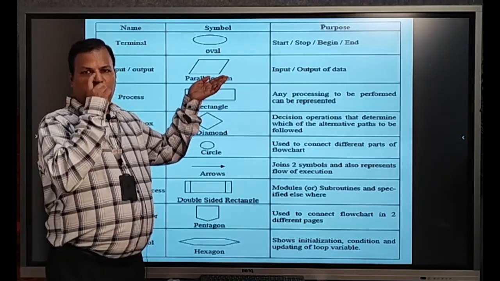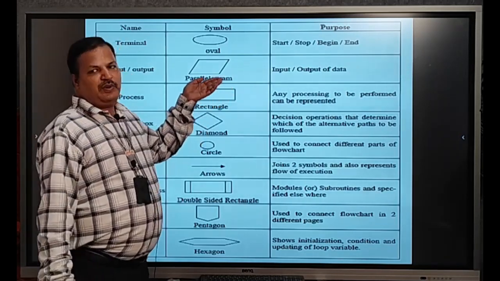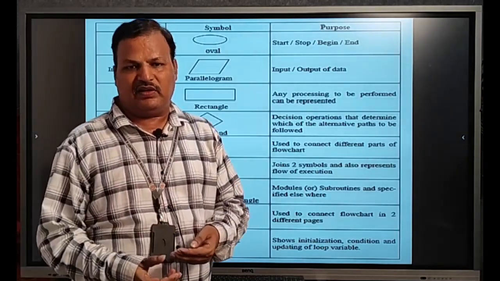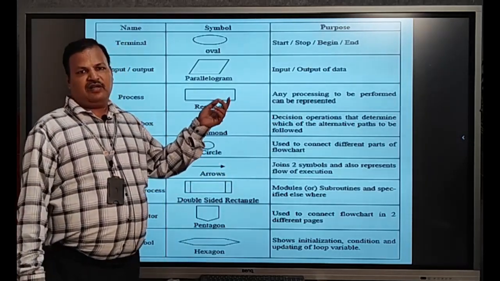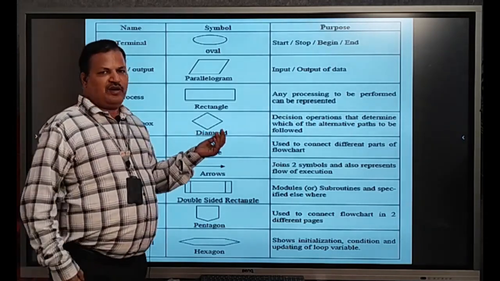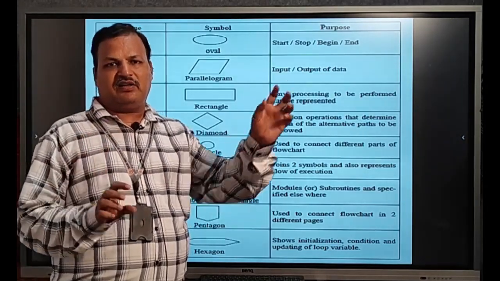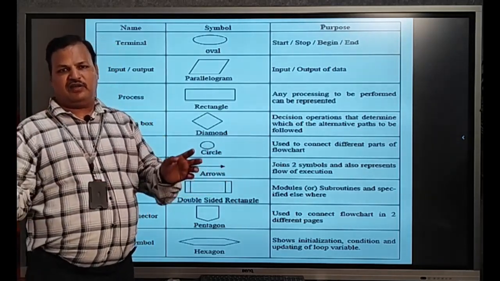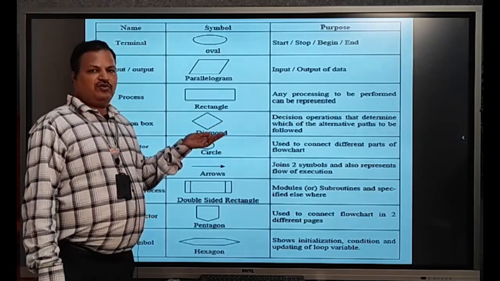So getting input from the user, or after doing all calculation, if you want to print any answers, we can use the parallelogram symbol. After getting inputs, we need to do any calculation, any processing. Those things can be represented in the symbol called rectangle. So the rectangle symbol is used for representing any calculations or processing. Next we have the symbol called a diamond. That is an important one. Whenever we have some decision or selection, either this way or this way, like the biggest of numbers, a greater than b. If it is a greater than b or a less than b, we have two choices. For such situations, we can use a diamond symbol.